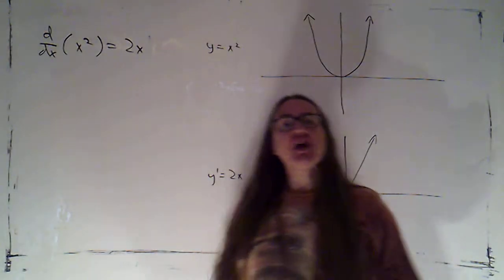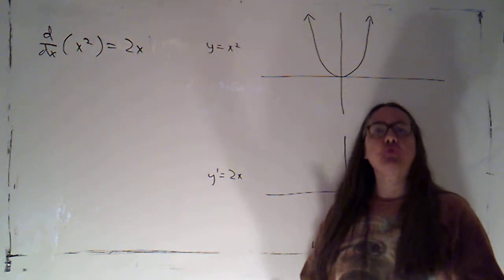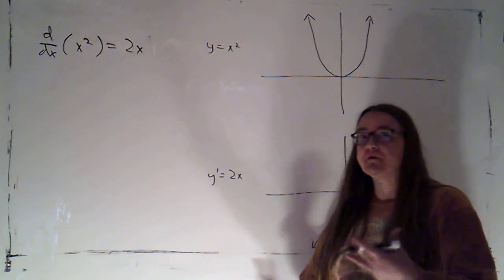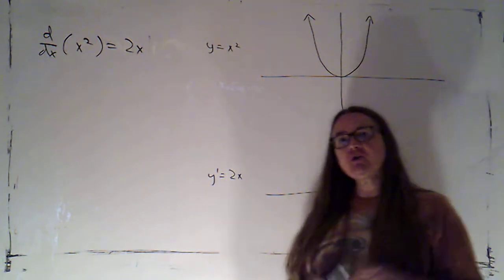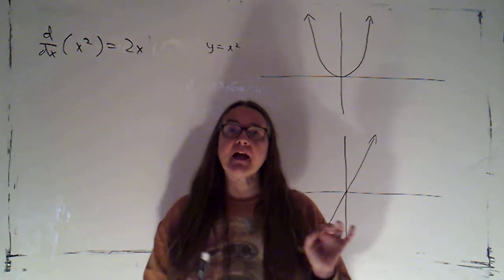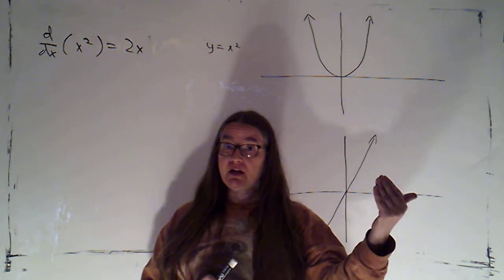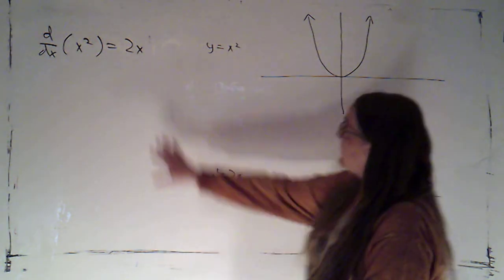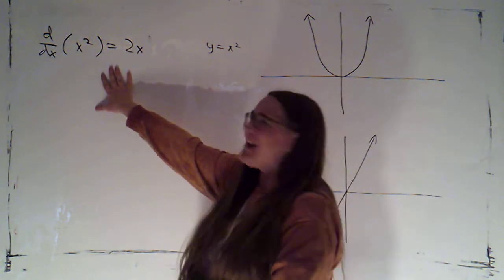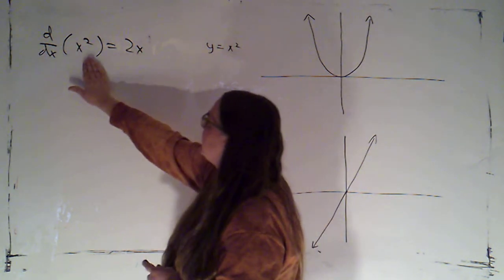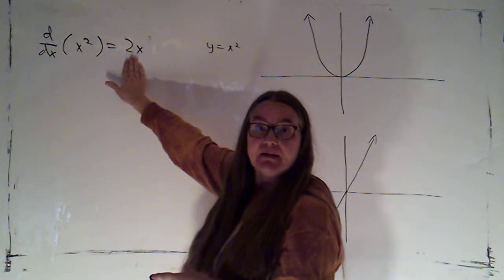Functions can be described lots of different ways. So far, we've been focusing on the formula for a function and using that to find the formula for the derivative function. But functions can also be given to us graphically. And so I want to start taking a look at the connection between the graph of a function and the graph of its derivative. So I've written up here on the board, using some of our new notation, this fact that we've derived a while ago, that the derivative of x squared is 2x.